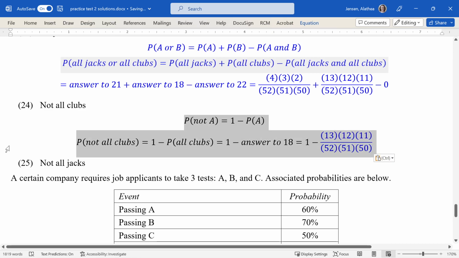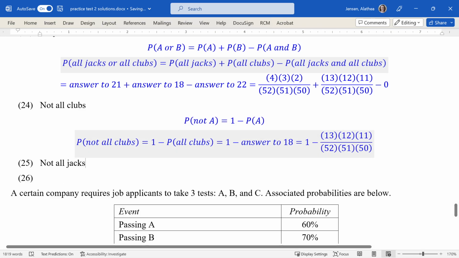Okay. And we don't need to simplify, so we can just leave it like that. Next question, extremely similar. I'm just going to copy and paste because it's so similar.